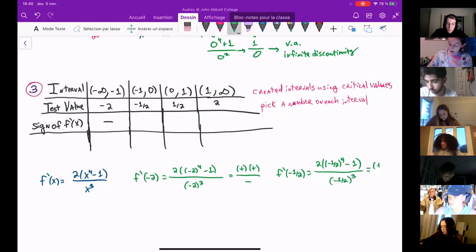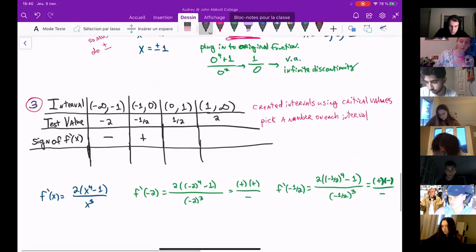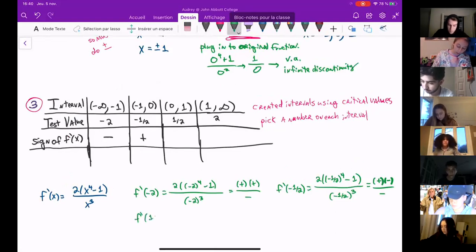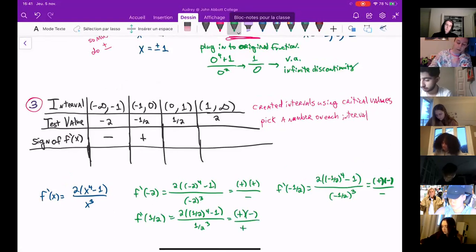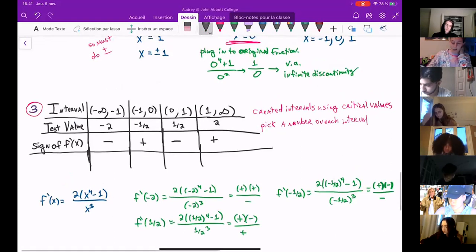And here I have positive, negative over negative, and I get that it is positive on that interval. You can plug these into your calculator, but you can also just do the sign of each factor like I'm doing right here, and that might be a little bit faster sometimes. Then f prime of 1/2: 2 times 1/2 to the 4th minus 1 over 1/2 cubed gives me positive, negative, positive. So it's negative, and then this last one is going to be positive again.